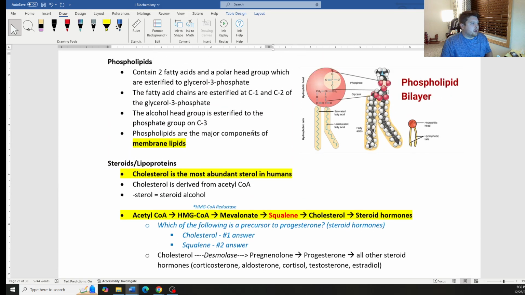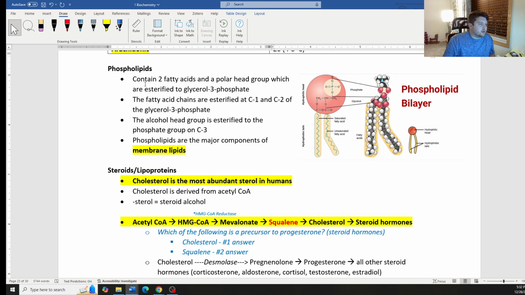Okay, we'll stop this one right here, and we'll continue talking about some of the other structures that fats are contained within.